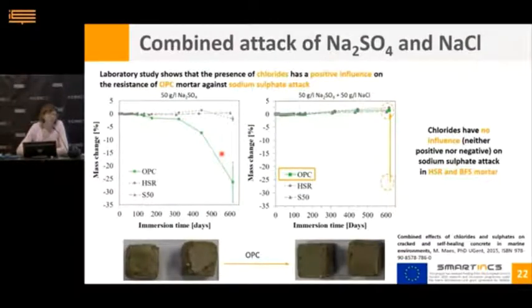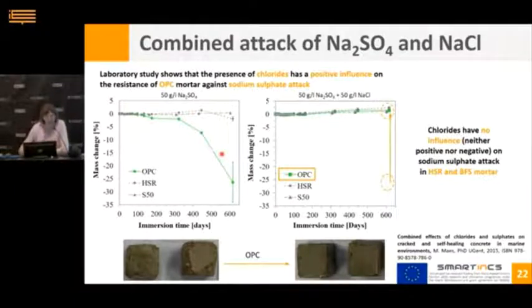Okay, and then we move on to the combined attack. First of all, I put some slides from laboratory experiments from the colleagues at KU Ghent, where under laboratory conditions, combined attack of sodium sulfate and sodium chloride is investigated, or magnesium sulfate with sodium chloride, as we will see in the later slides. And this is, of course, a first step towards what happens in seawater, where you have, amongst others, these main ions present.